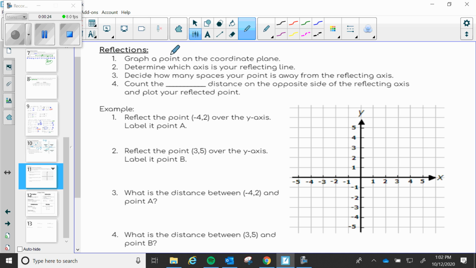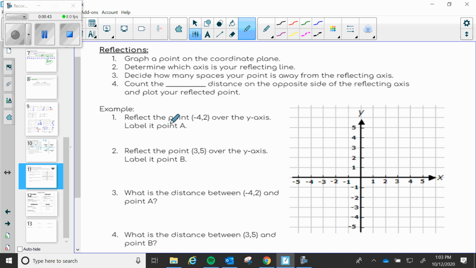So reflections on the coordinate plane is just like a mirror image. You're mirroring points on the coordinate plane across the x and y axis. So here are the steps. I've kind of got them written out for you.